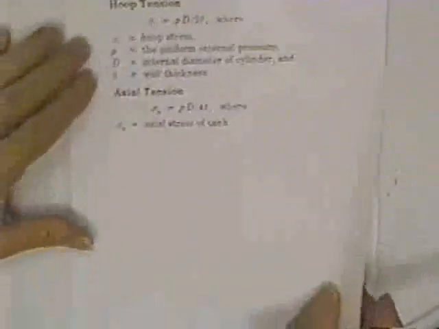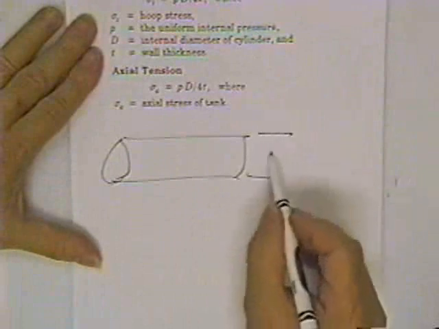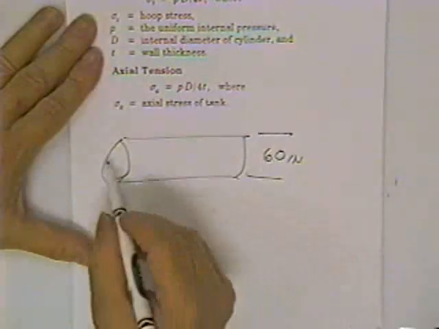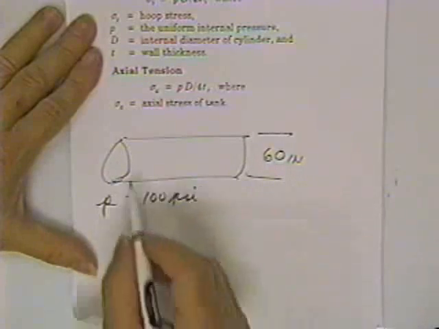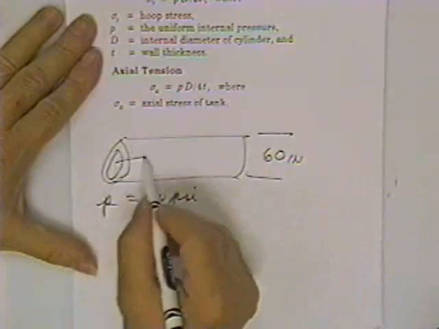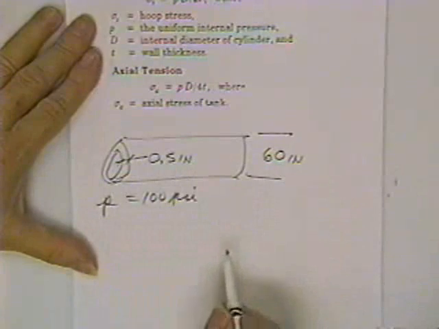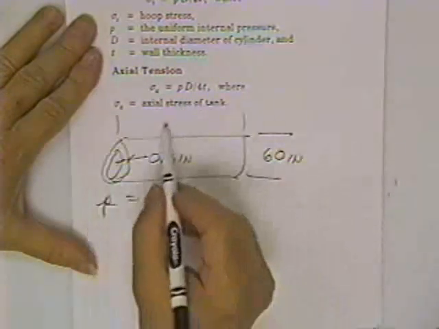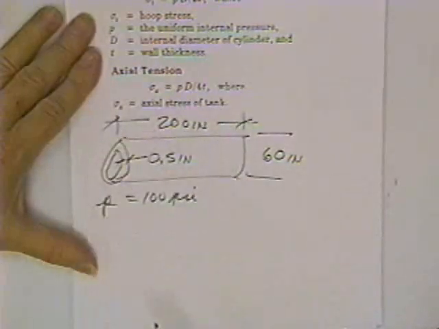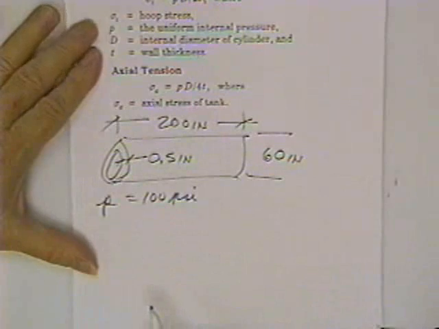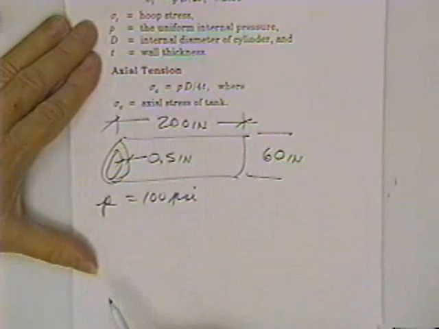Now we could work one of those right quick. Here's a tank. It is 60 inches big. Got an internal pressure of 100 psi. Has a wall thickness of 0.5 inches. It is 200 inches long. Length means absolutely nothing, but it'll probably be one of the wrong answers on the quiz if you accidentally put that in instead of this.